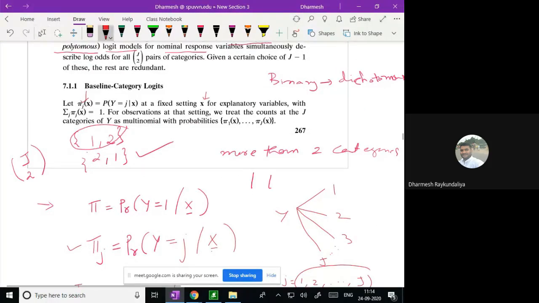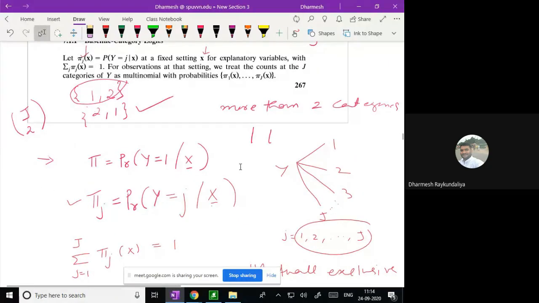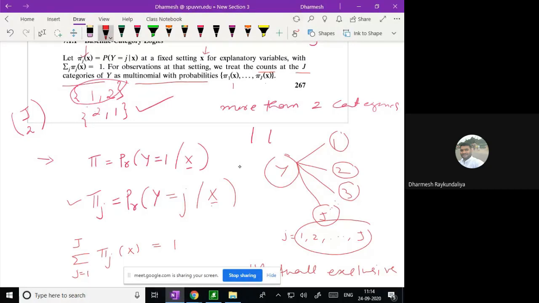So how many counts are we obtaining? Because we have J categories, of course we can have the count for each category. How many respondents fall into the first category? How many fall into the second category? How many fall into the third? And similarly, how many fall into the jth category? So we have counts at the J categories of y, because your response is y, and it is known as a multinomial distribution with probabilities pi 1 of x up to pi J of x.